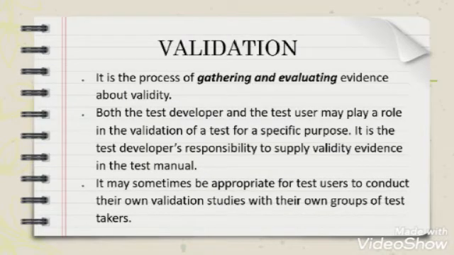Now, in order to know that a certain test is really valid, it must undergo validation. Validation is the process of gathering and evaluating evidence about validity, wherein both the test developer and the test user may play a role in the validation of a test for a specific purpose. It is the developer's responsibility to supply validity evidence in the test manual. It may sometimes be appropriate for test users to conduct their own validation studies with their own group of test takers.